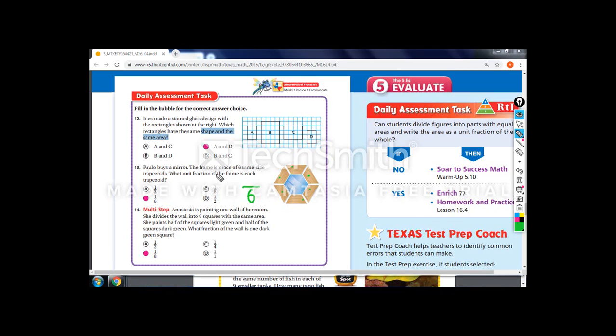What unit fraction of the frame is each trapezoid? So this one is 1/6. Well, this one's 1/6, 1/6, 1/6, 1/6. So your answer is 1/6, each out of the 6.